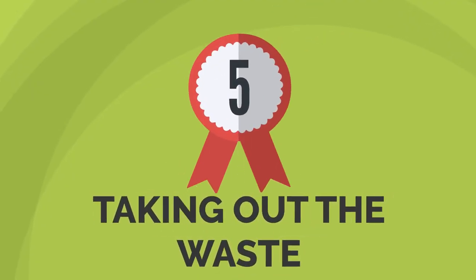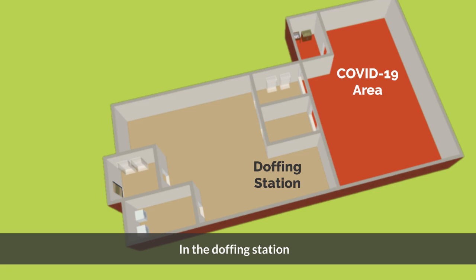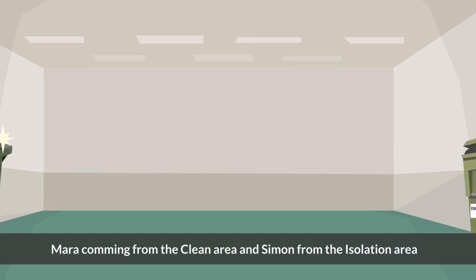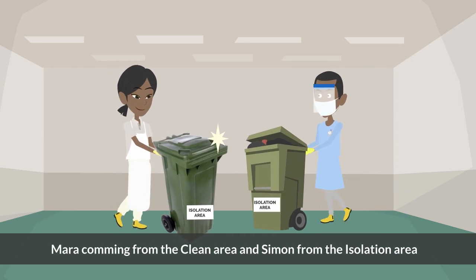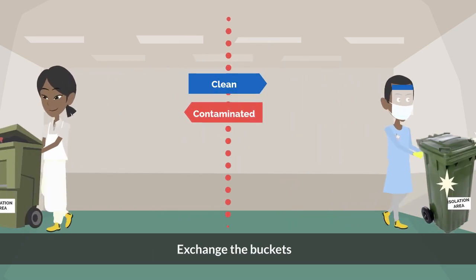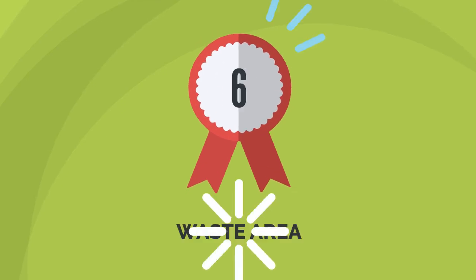Step 5. Taking out the waste. In the doffing station, Mara, coming from the clean area, and Simon, from the isolation area, exchange the buckets.